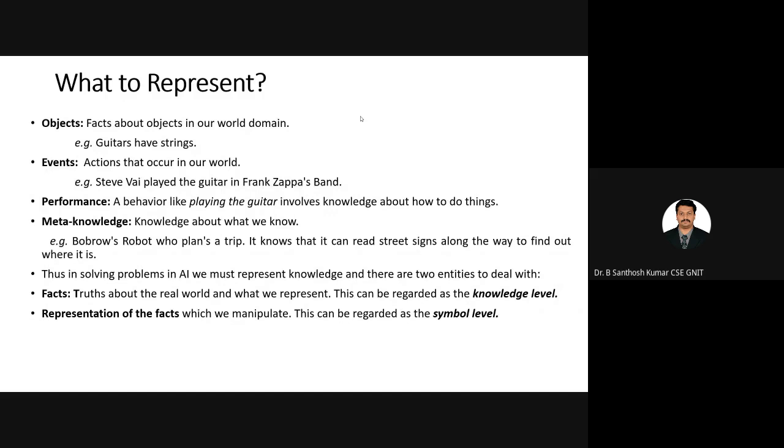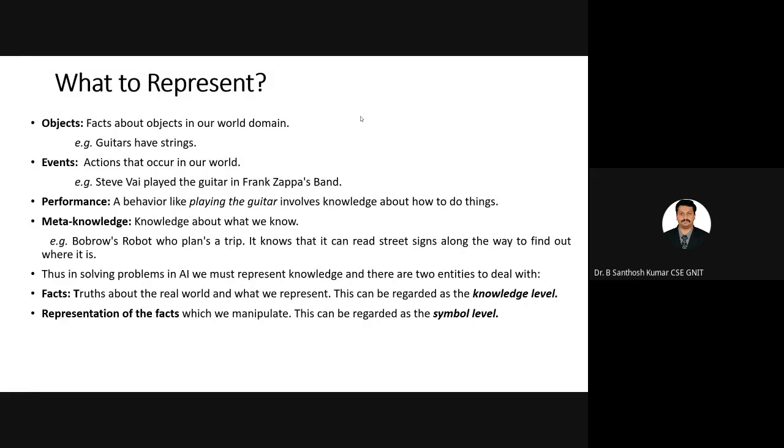The next one is performance. Performance means a behavior like playing the guitar, which involves knowledge about how to do things. Here, what Steve Vai performed was playing the guitar. That is a performance. So objects, events and performance are all used in representing knowledge.